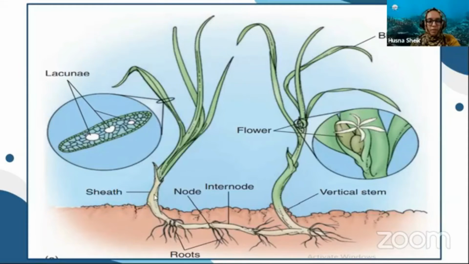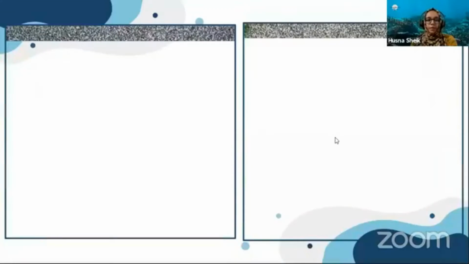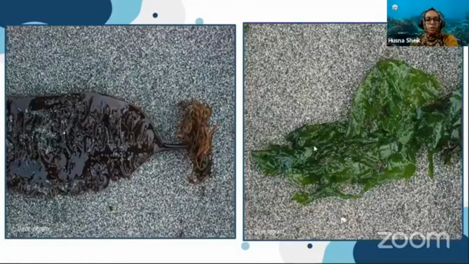So here you can see the small part where the leaves are coming out, we call that sheath covered, and these are leaves and flowers. Okay, so this is about the last week's session.